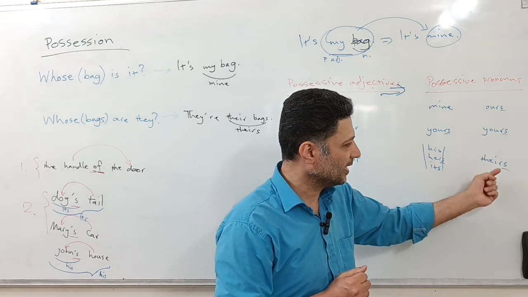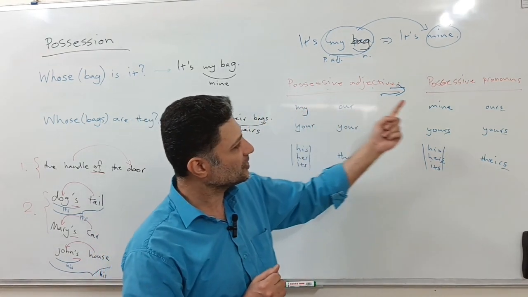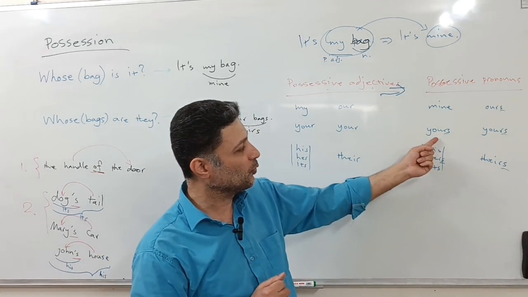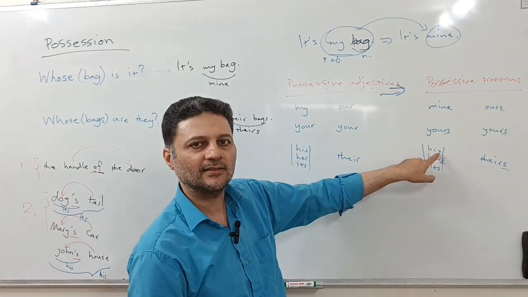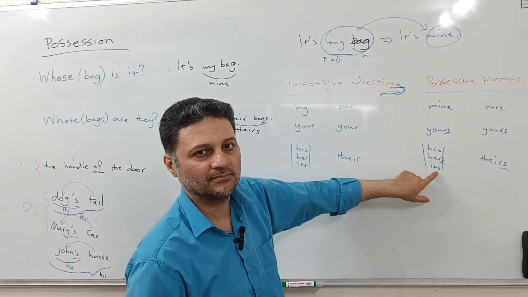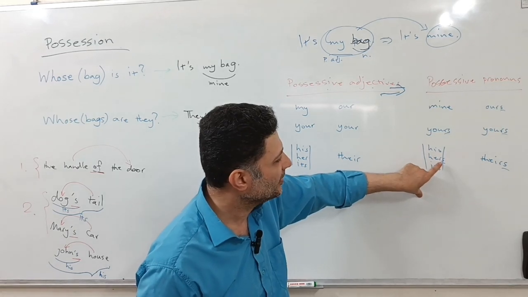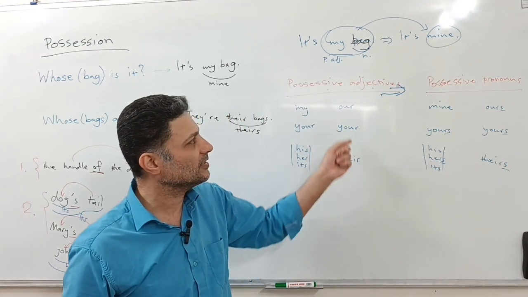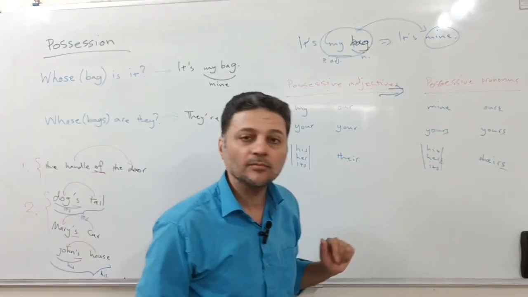ours, yours, and theirs. As you might have noticed, my changes into mine, your becomes yours, his is just his because it ends in S, just like its, which ends in S and doesn't get a change. But her becomes hers. As you can see, there is an S added to the end of each of these possessive adjectives, and then they become pronouns.